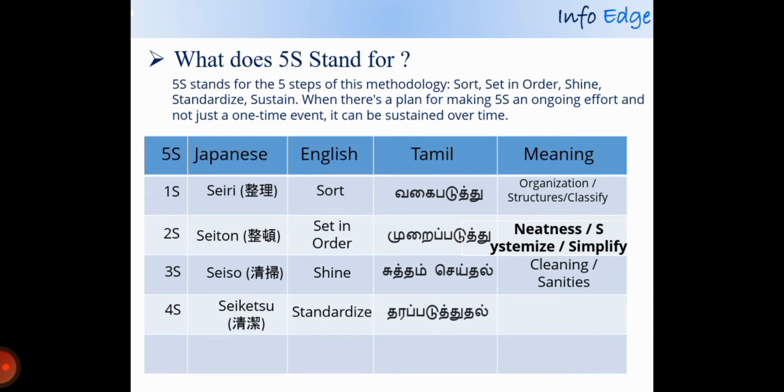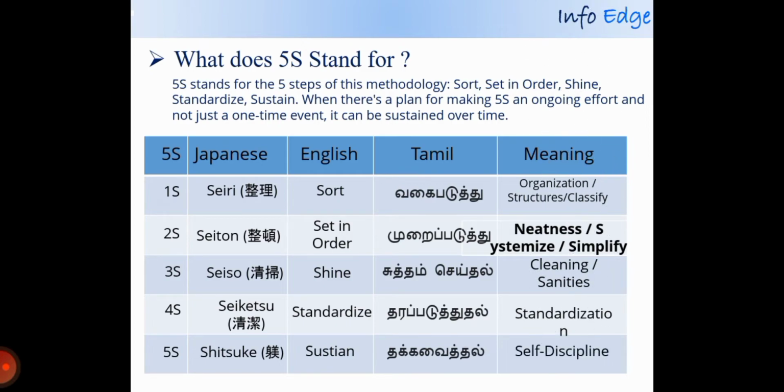Then the fourth is Seiketsu. That is, we have to standardize whatever activities were implemented in the above 3 S. That is called standardization. The fifth is Shitsuke. That is called sustain. So whatever we implemented or developed has to be sustained through the self-discipline of the workplace.